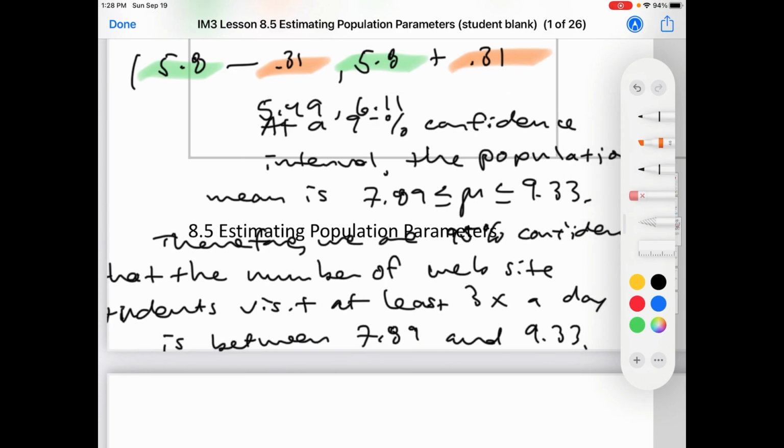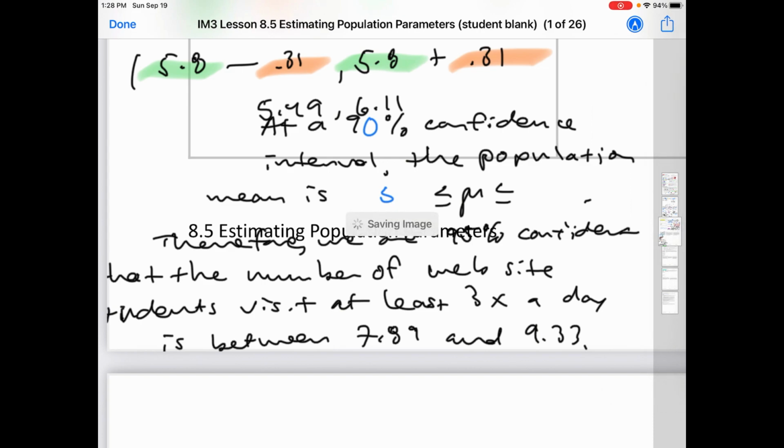Let's do some estimating at a 90% confidence interval. The population mean is, what was our answer? 5.49 to 6.11.